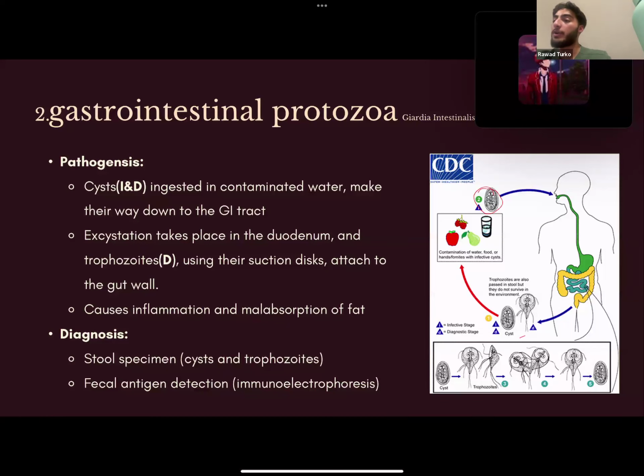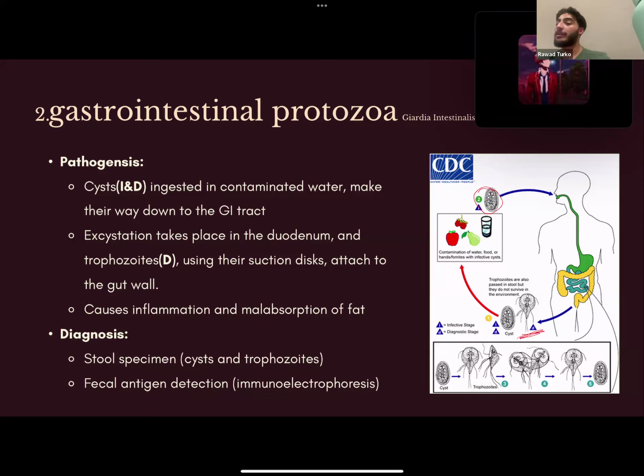Okay, so this is a trophozoite. By the way, the prefix tropho means sustenance or nutrition. So trophozoite is a feeding stage. Okay, so that's why it's the diagnostic stage also. So again, like I mentioned, these trophozoites, using their suction discs, will attach to the gut wall, and it would cause inflammation and malabsorption of fats.